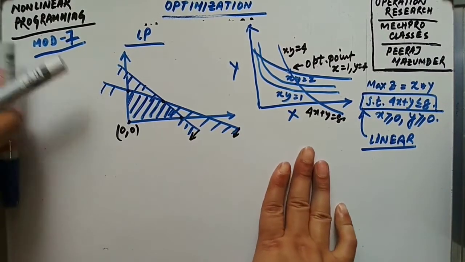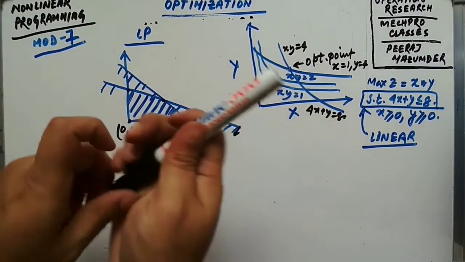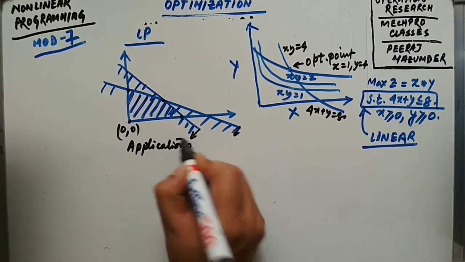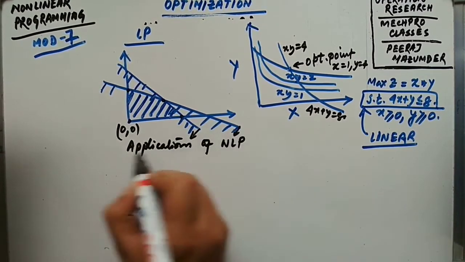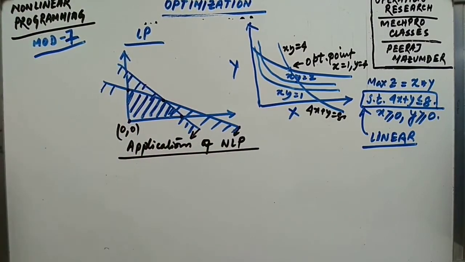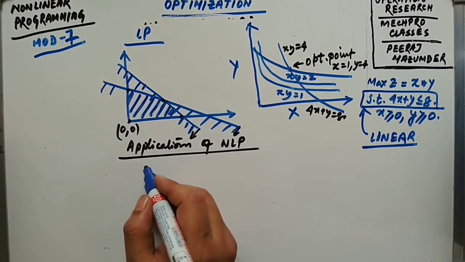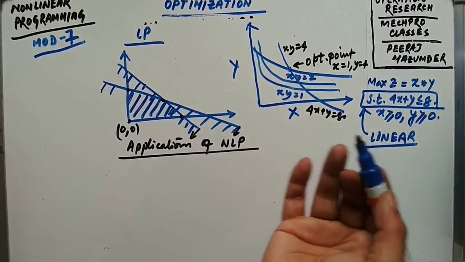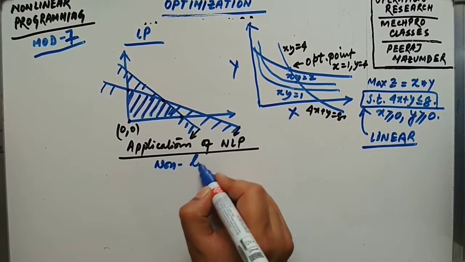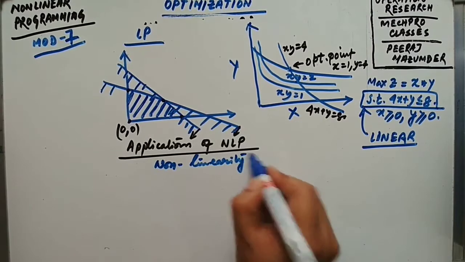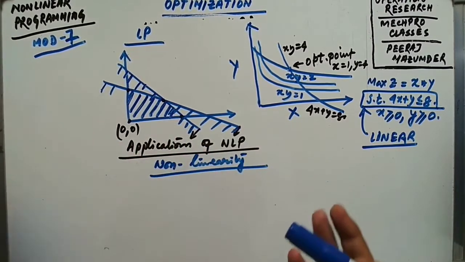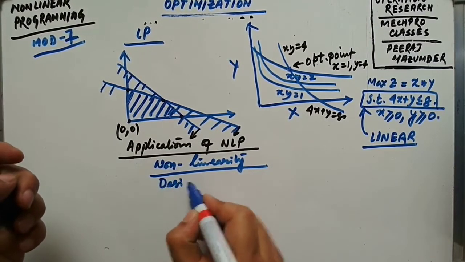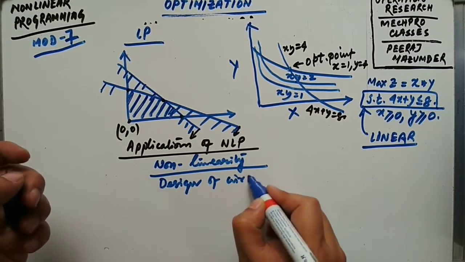Now if we come to the applications, where do we actually apply NLP, nonlinear programming? There are various fields. You can say it is applicable to all problems wherever we can encounter non-linearity. It is a simple way to tell the application, but in a broader sense, we are applying NLP in different sectors. You can say design of aircraft. Or I can give you a more specific example.